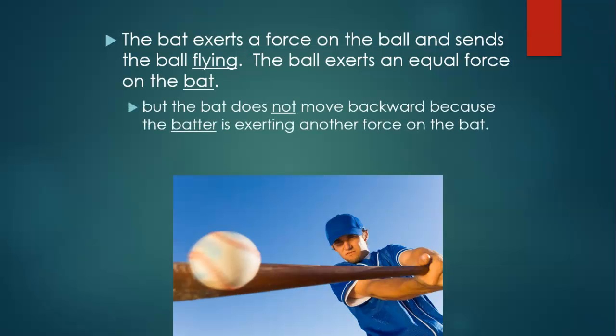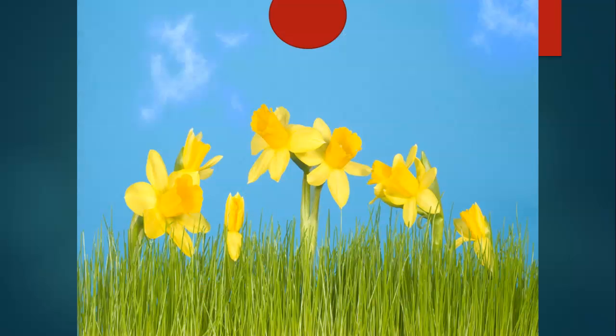Okay? The bat doesn't move backward because, as I said, there are other forces at work, such as the force of the batter's hands on the bat exerting a force. So there are a lot of different forces at work in this particular situation. Like I said, we narrowed it down to just two of them.